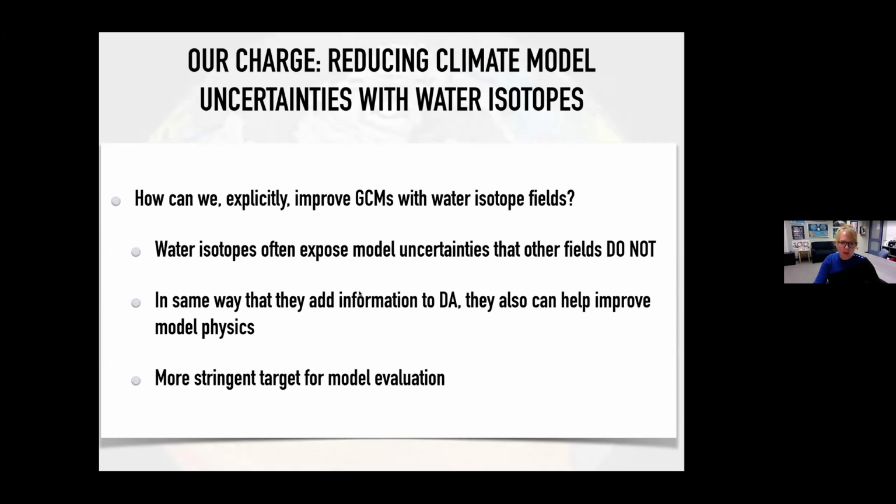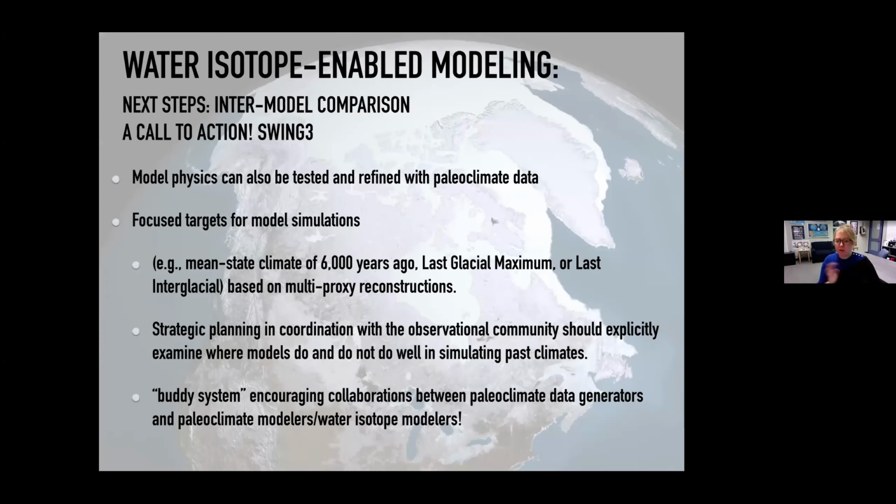Okay, as I mentioned, we also probably want to talk about which boundary conditions we want to test. So obviously a 20th century run will be crucial, but we can also refine our models with out-of-sample targets from the past. So focusing on key periods like the mid-Holocene or the last glacial maximum, when climate was really vastly different from today, we can test our model physics on a very cold climate, for example.